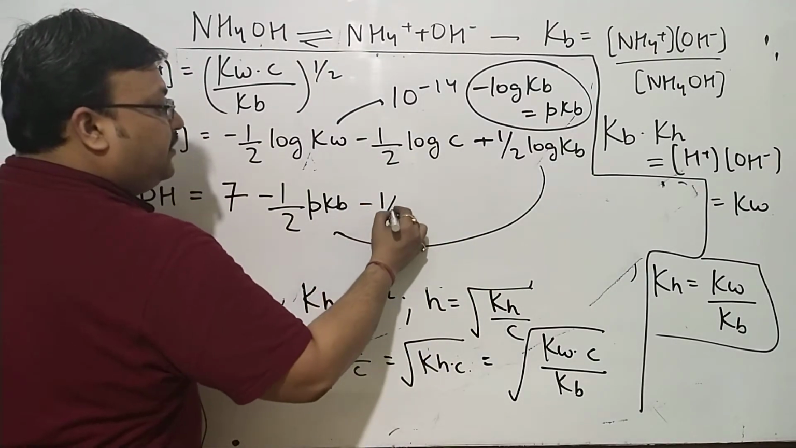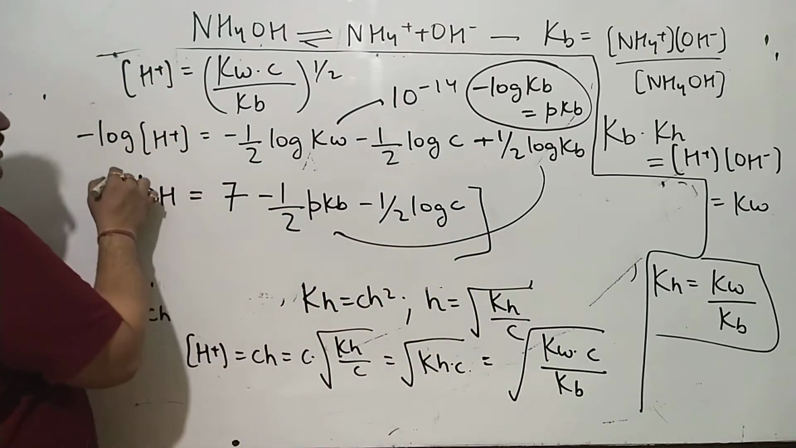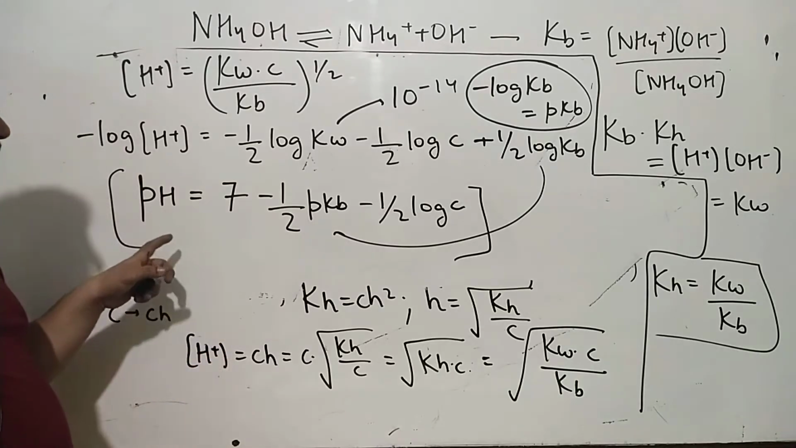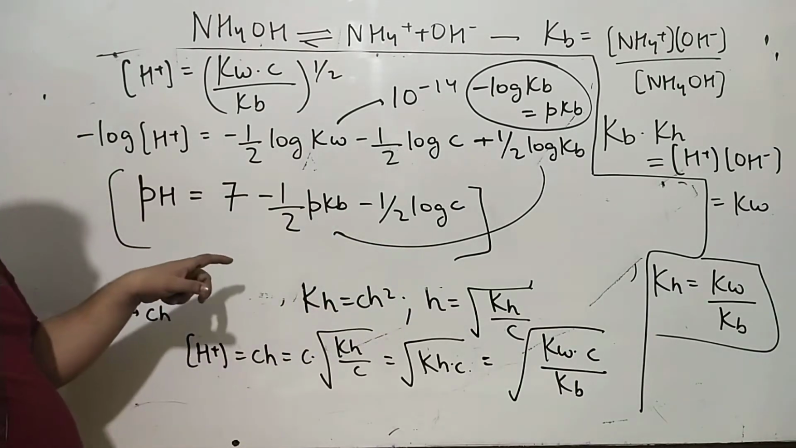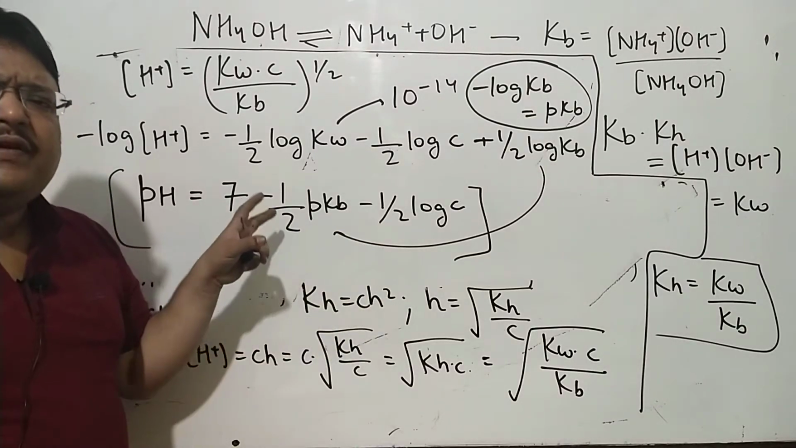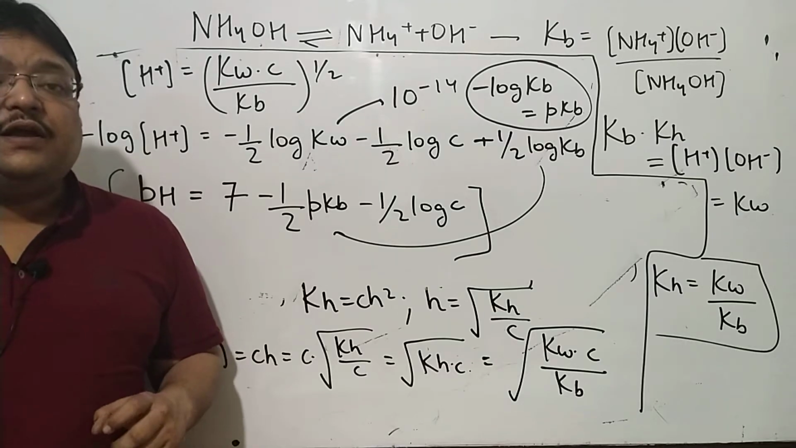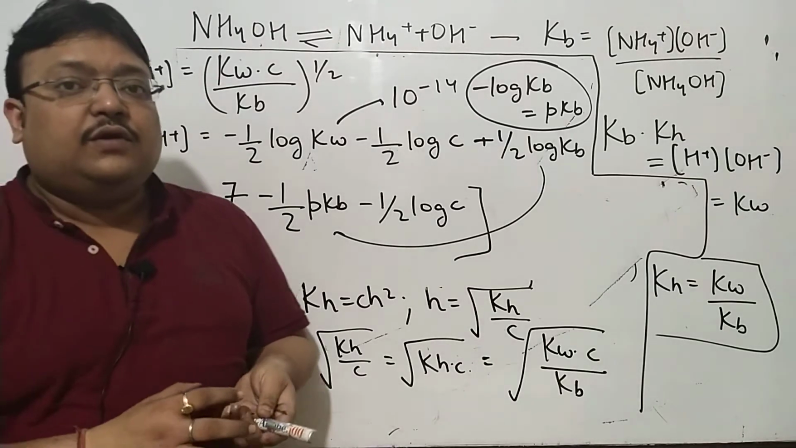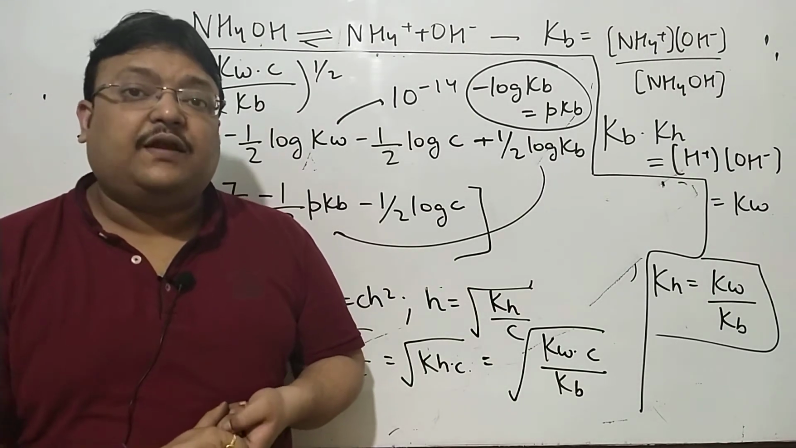Minus half log C. This is how you can calculate the pH of a given amount of ammonium chloride. 7 minus, and in all likelihood it will be less than 7. This is how the pH is calculated using salt hydrolysis for a salt of strong acid and weak base.